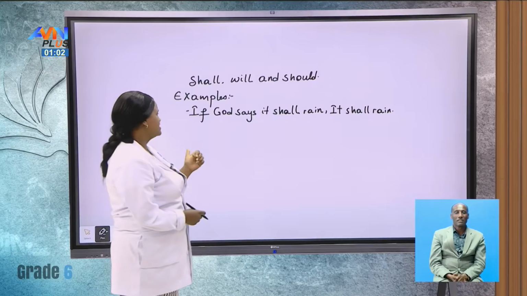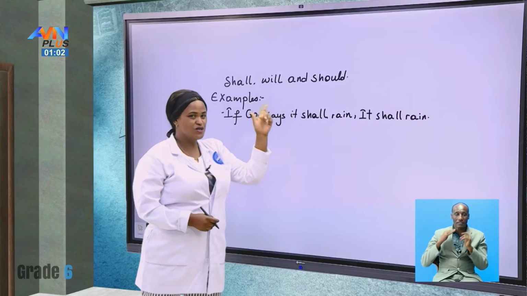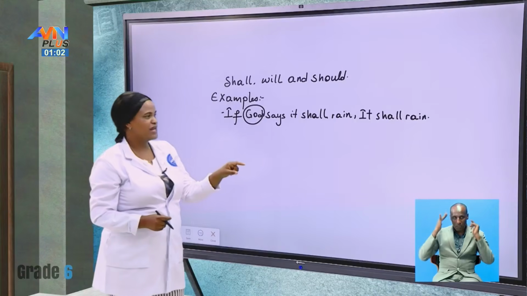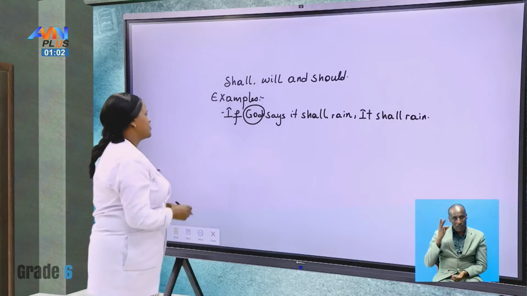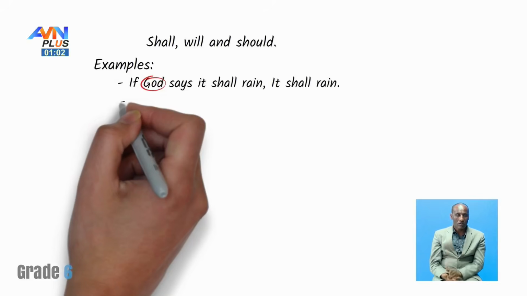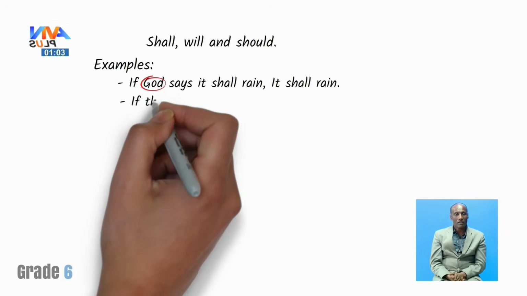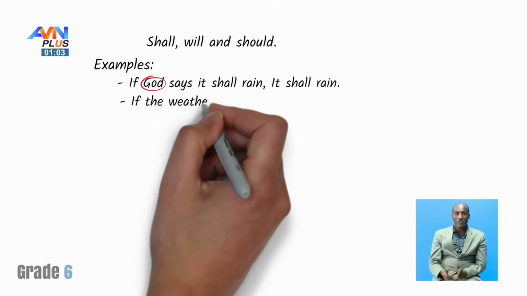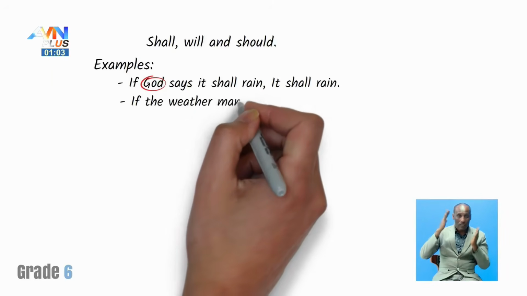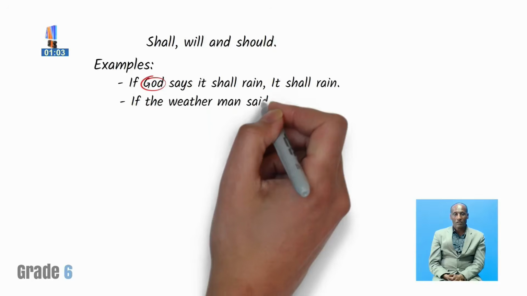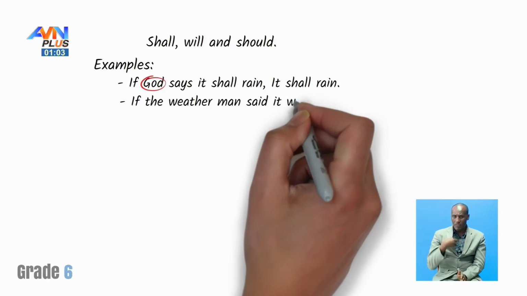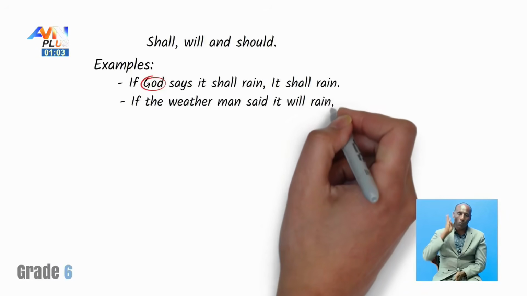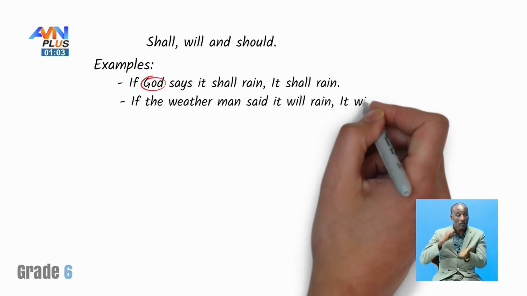Do you see this sentence? If God says it shall rain, who is saying it shall rain? God. If God says it shall rain, it shall rain. Let's go. If the weatherman said it will rain, now look, if the weatherman said it will rain, what happened? It will rain.